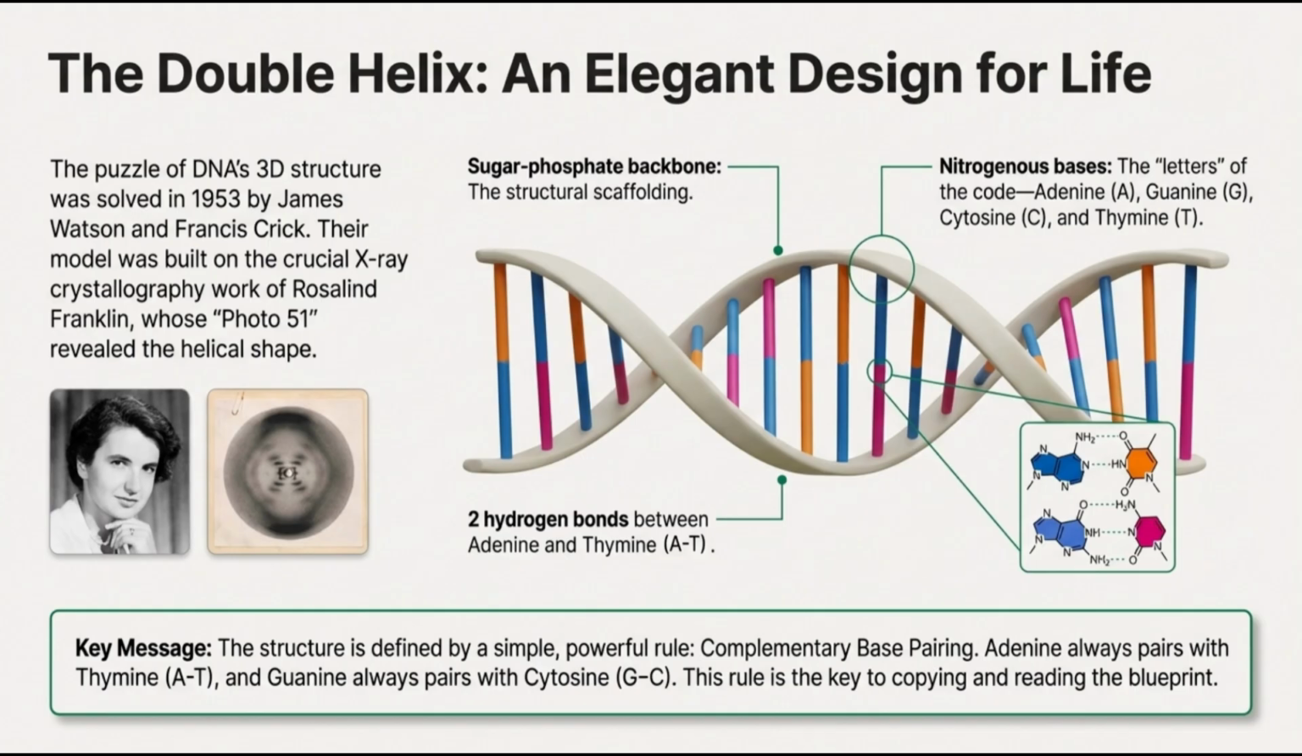The best way to visualize it is as a twisted rope ladder. The sugar-phosphate backbones are the two long sides of the ladder. And the base pairs, the AT and GC pairs, are the rungs of the ladder. And one other key detail. Yeah. The two strands run in opposite directions. They're anti-parallel. The beautiful thing here is that the structure didn't just show what DNA looked like. It immediately suggested how it could be copied so perfectly.